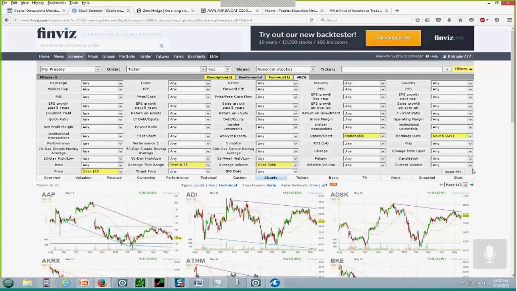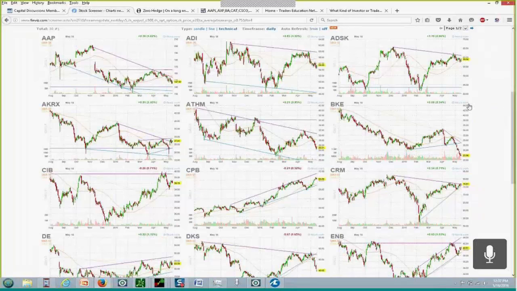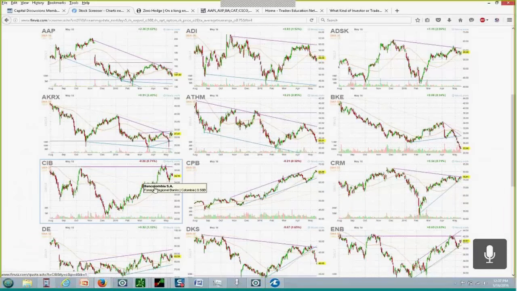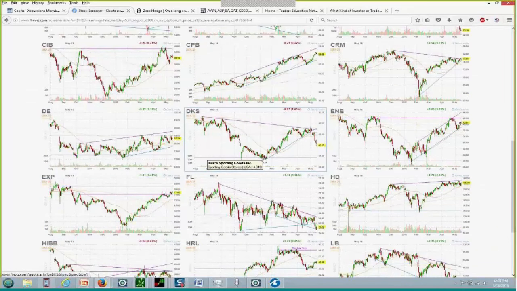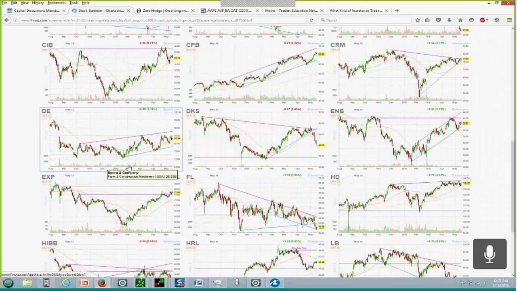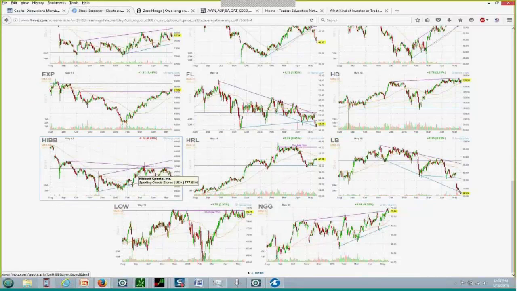I've got 30 to look from, and you've got Autodesk. I'm looking for high probability chart patterns or something interesting. You got CPB, Campbell Soup, trending very nicely to the upside. All of these stocks are going to have earnings over the next 5 days. Dick's Sporting Goods, you've got, let's see, and what I'm looking at, like here, Hibbett Sports. And Hibbett Sports, that whole sector, sporting goods, is in play.